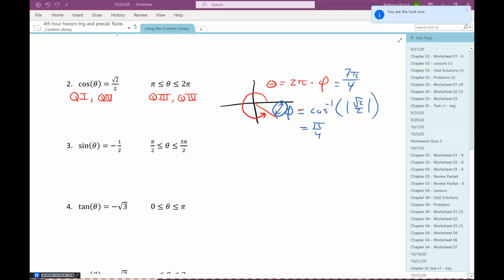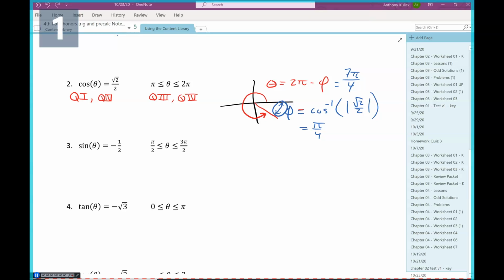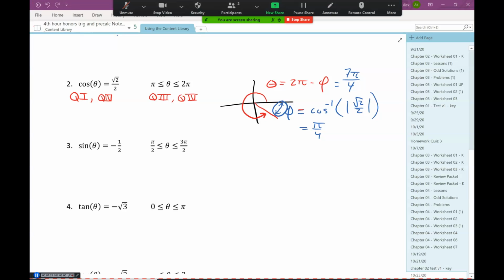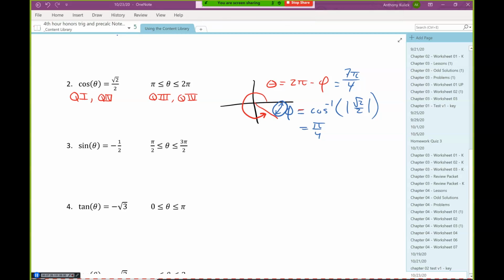Yes, Jessica. Wait, okay, so for this one, I just looked at the cosine theta equals positive root 2 over 2, so I just went to the domain of pi to 2 pi, and then I figured out where x was positive root 2 over 2 and found my answer. Mr. Kulik, 1 second, Dan. I'll be right with you. You're muted. Yes. Is that okay?